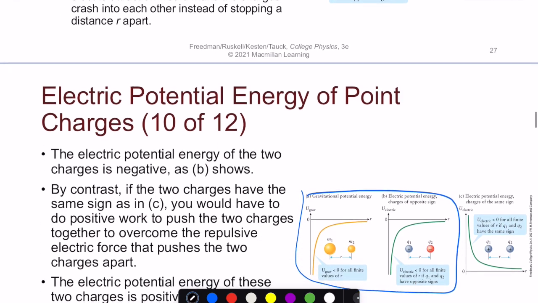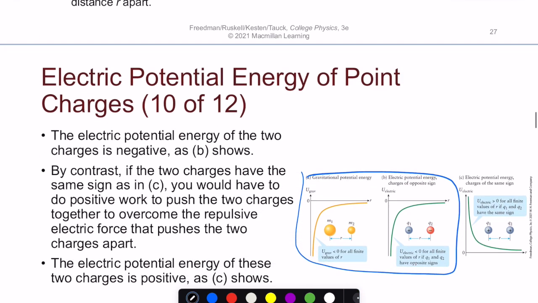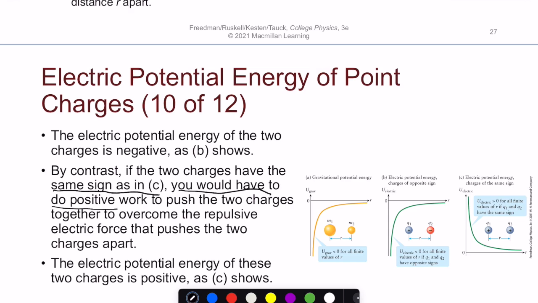Now, what about two positively charged particles? Same sign particles, same sign charges. You would have to do work to bring them from infinity to be close to each other because we need to overcome the repulsive electric force that pushes them apart. And so that's going to give us a positive potential energy, okay?